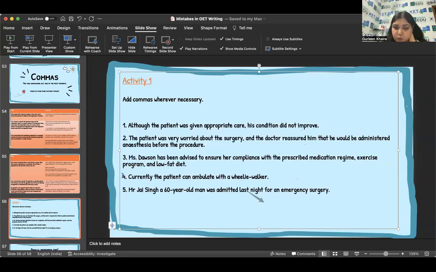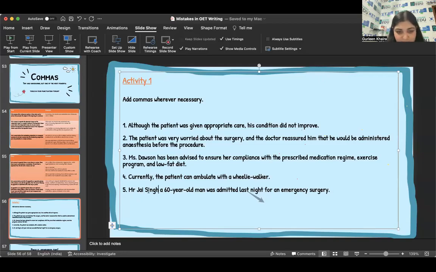Okay, then the fourth one. Currently, the patient can ambulate with a wheelie walker. Very good, Sanhita. Yes, after currently, everyone has quickly answered. The last one. Mr. Jay Singh, a 60-year-old man, was admitted last night for an emergency surgery. After noun and before man. Very good. Yes.